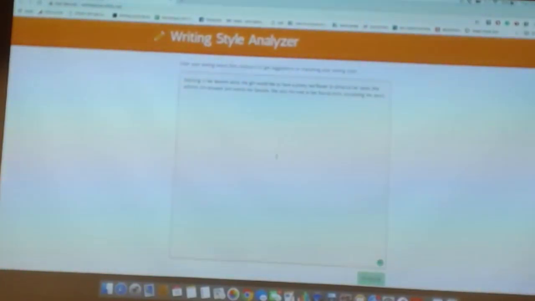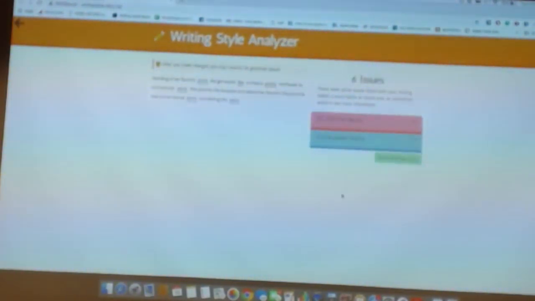I'll just go ahead and paste this writing sample in here and hit analyze, and it'll send it to the web server and then do some analysis and then send it back to us. When the writing sample is sent back to us and it's been analyzed, it will underline all the words that it found issues with. Blue means that they've been repeated, and red means that they're informal words.